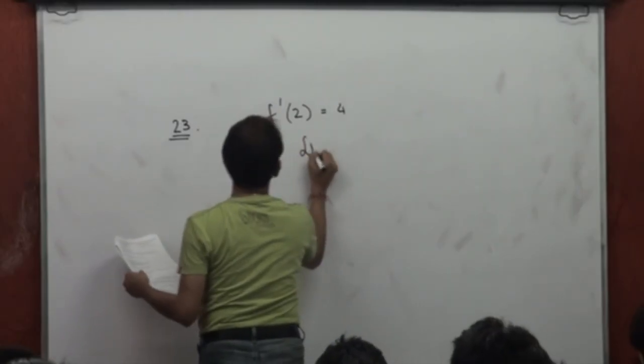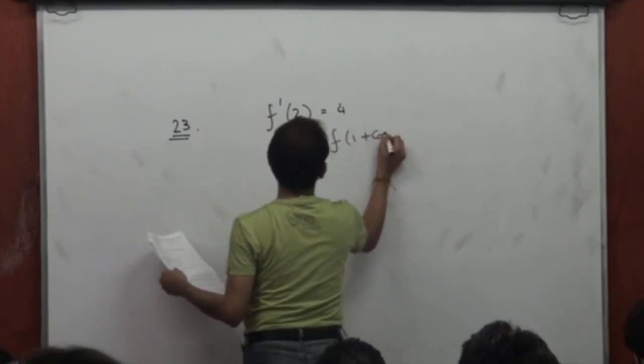f dash 2 is 4. Very simple. Limit f of 1 plus cos x.